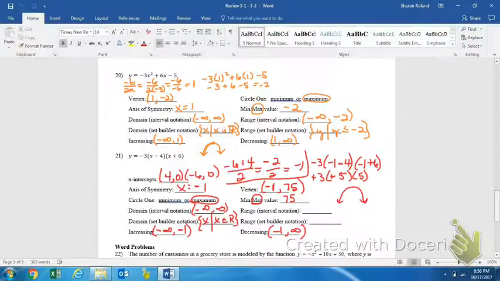The range, we're looking at the y values, and you start with negative infinity because it opens down, because you always start with the smallest number, and you go up to 75. It includes 75, so it gets a bracket. In your set builder notation, it is y such that y is less than or equal to 75.